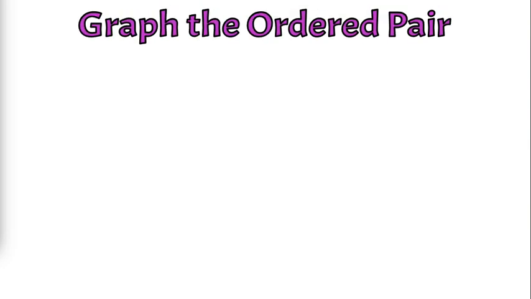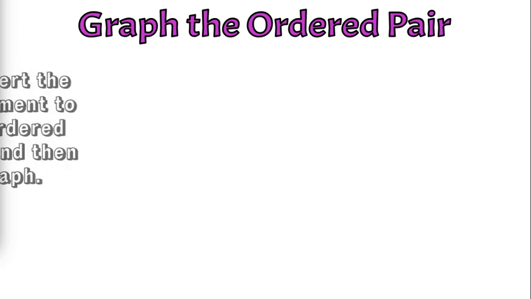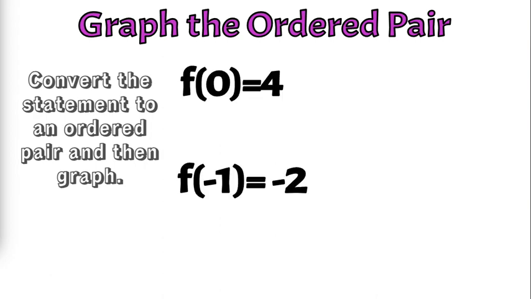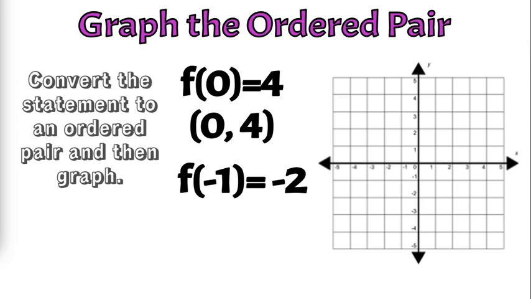Now, in the very first example, we evaluated the different functions for different values of x and got values of y. And we do this oftentimes in order to graph. So we can convert those statements to an ordered pair and use them to create a graph of a function. So if we have the value f of 0 equals 4, we want to convert that to an ordered pair. Here we know that x equals 0 and y equals 4. So when we plot that on the coordinate plane, we get the point 0, 4.